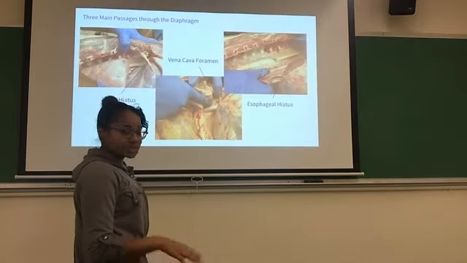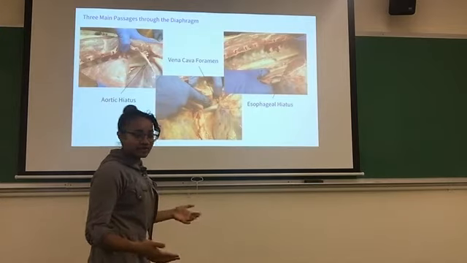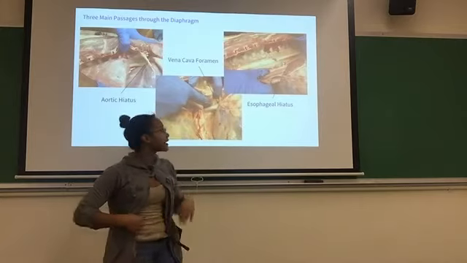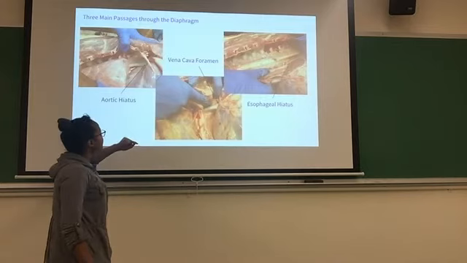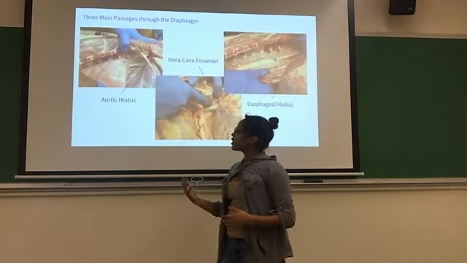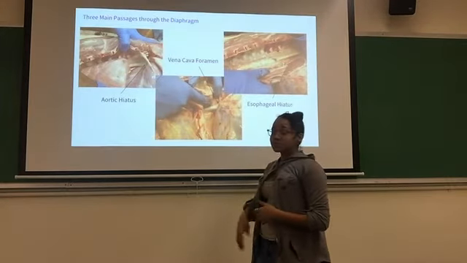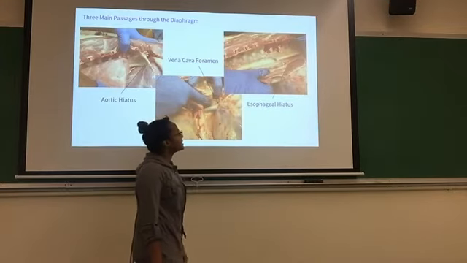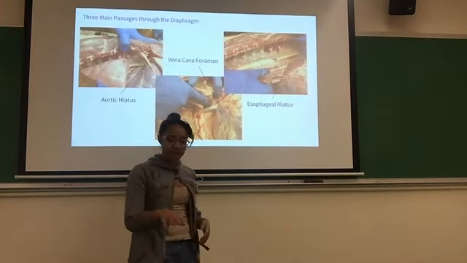There are three main passages that pass through the diaphragm. Within these images, you actually can't see the opening itself, but you can see each tubular structure that you can infer runs through the diaphragm. So the aortic hiatus and the vena cava foramen are two separate passages and two separate openings, but they all travel from and to the same place. They go from the heart to the lower portion of the body through the diaphragm. The esophageal hiatus does the exact same thing, but instead goes from the mouth through the diaphragm to the stomach.